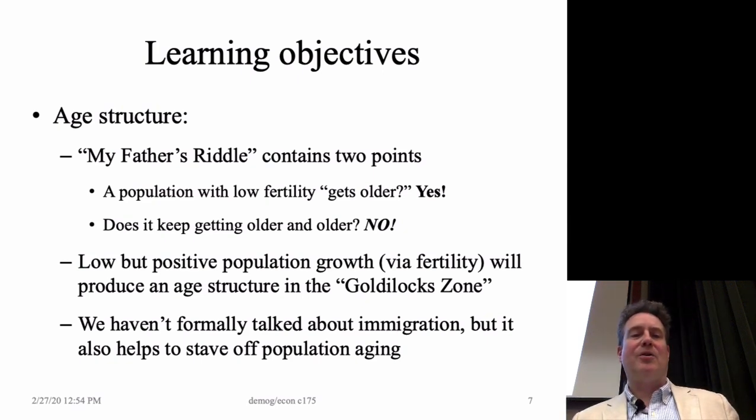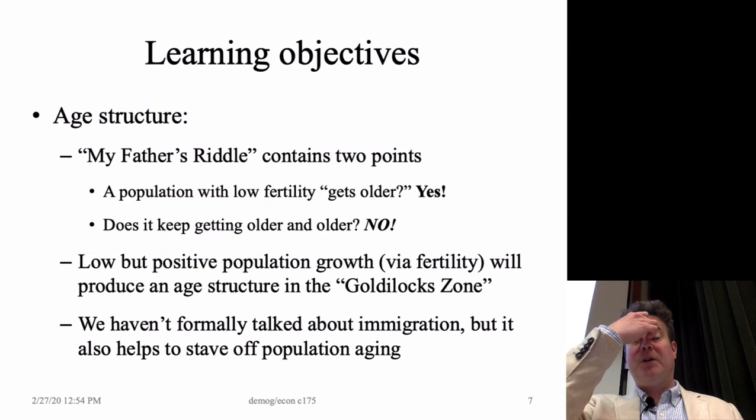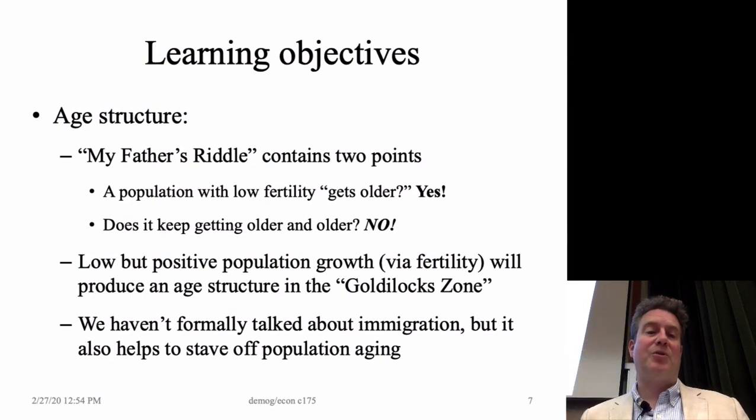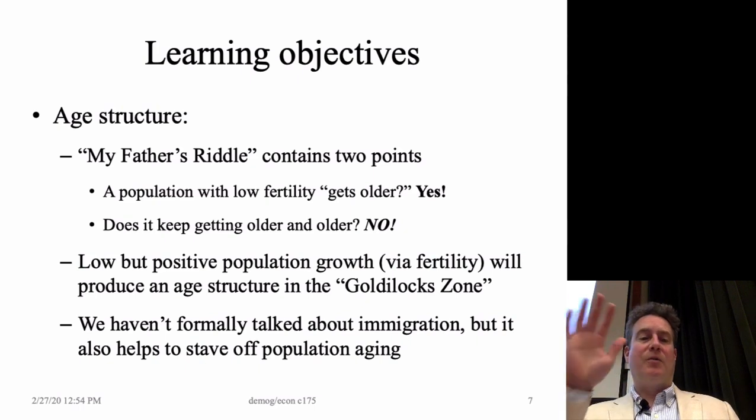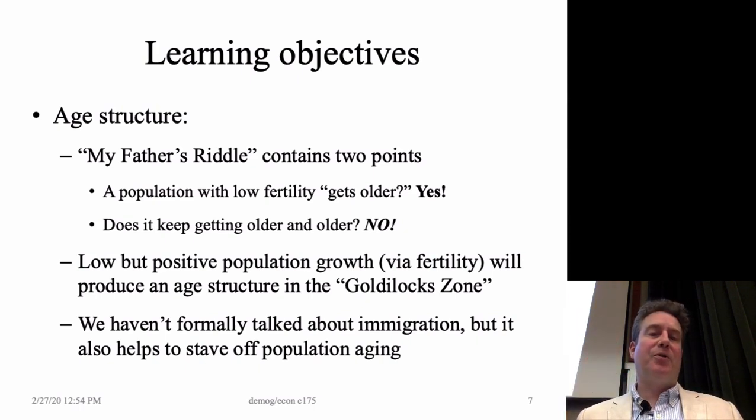Another takeaway, though, is that if you have some kind of low but positive population growth via fertility, so it has to come via fertility, at least in the model here. And in the real world, it could come through immigration. We'll talk more about that after the midterm. So if you have low but positive population growth, you're going to have an age structure in the Goldilocks zone.